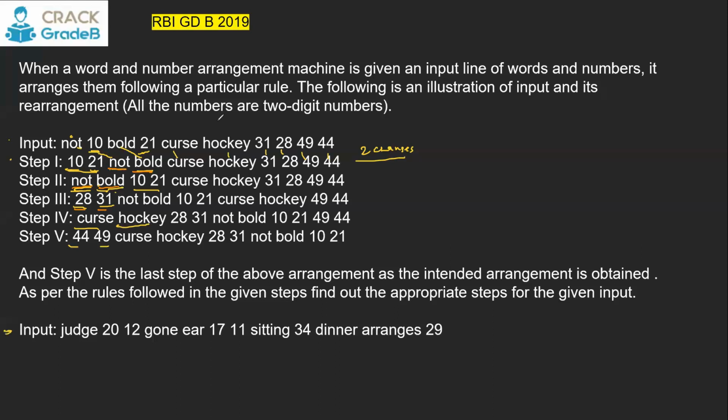So as I told you, in RBI Grade B, in fact all the banking exams, they ask the questions based on only a single input. So it is better that you write down all the steps, because the questions will ask what is the third element in that step. You can't always figure out what is in the third place unless you have the entire list in front of your eyes. So for that, let us write down all the steps.